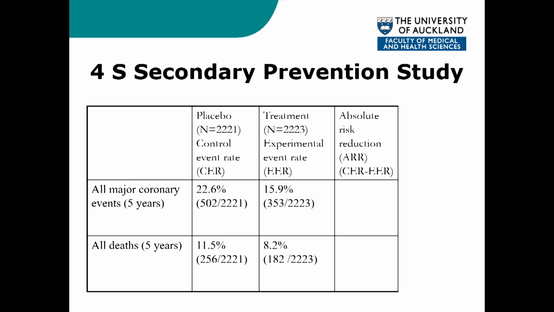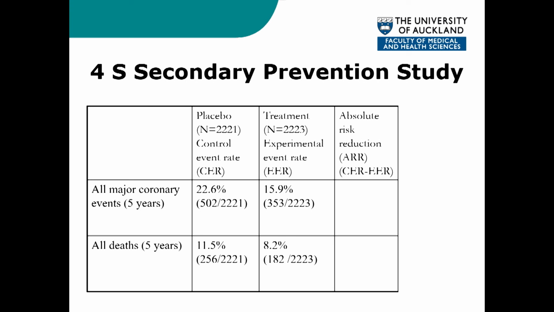This is from the 4S secondary prevention trial. The first column there is placebo, and you can see that in over 5 years there were 22% of events. The second column is treatment with simvastatin, 20 to 40 milligrams. So 15.9% of people got a cardiovascular event there. And then we've got the absolute risk reduction, which is a subtraction of those two numbers.